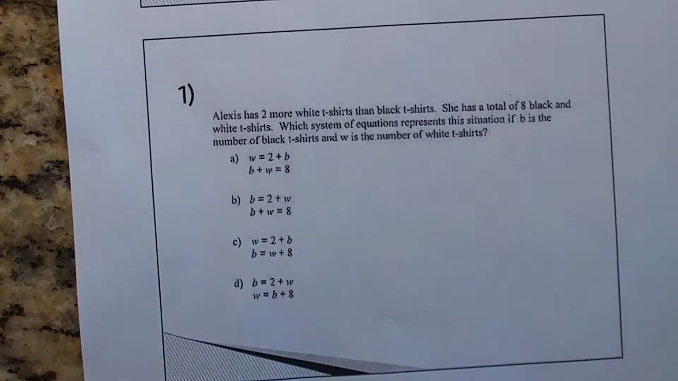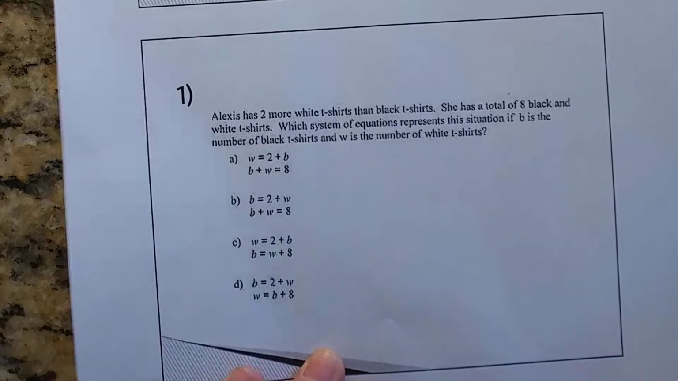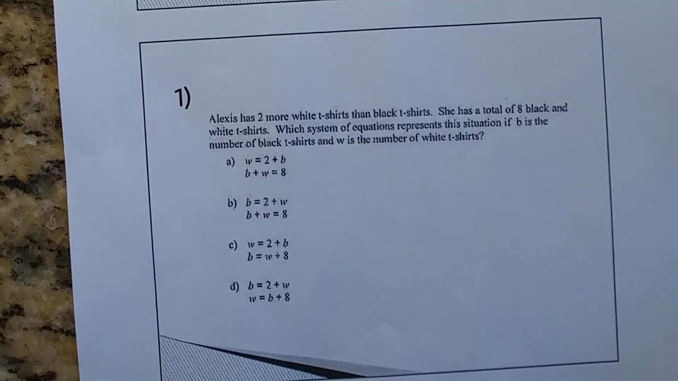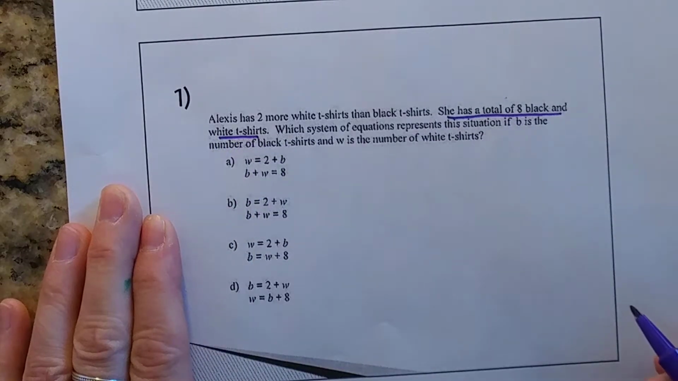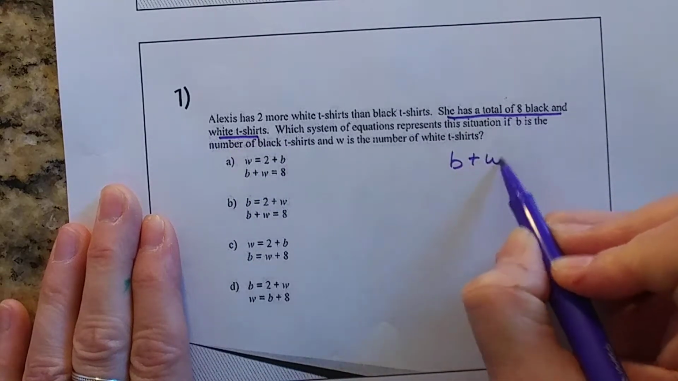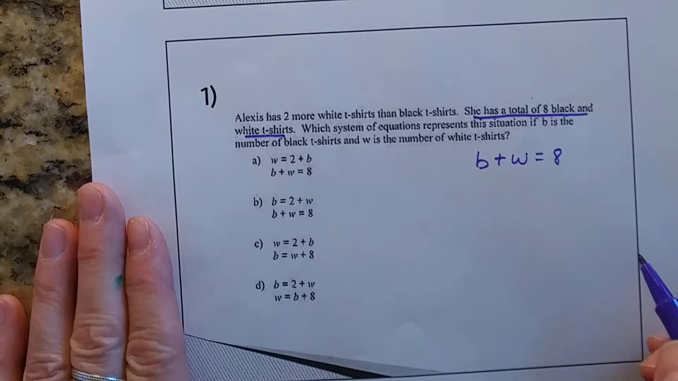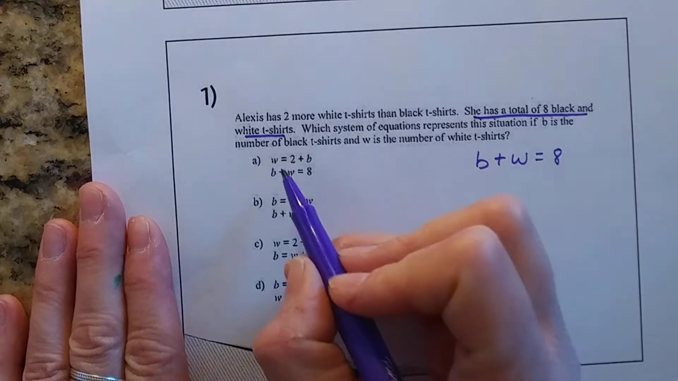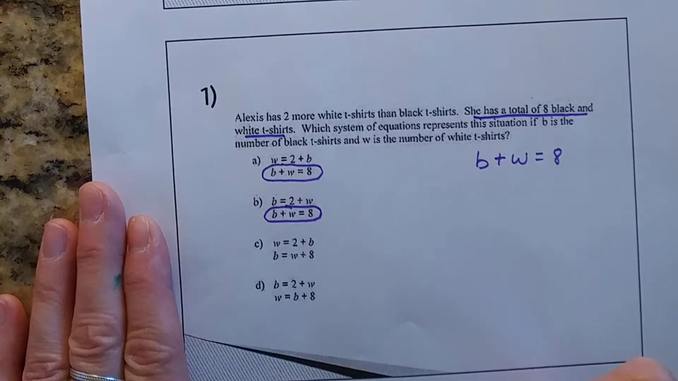It says Alexis has 2 more white t-shirts than black t-shirts. She has a total of 8 black and white t-shirts. Now, which system of equations could be used to represent the situation? We have some choices here. Do you see how it tells us she has a total of 8 black and white t-shirts? So if I take the number of black plus the number of white t-shirts, I would have 8. Well, take a look at your choices. Which one of your choices say that there's 8 black and white t-shirts? Do you see here and here? So it has to be choice A or B.